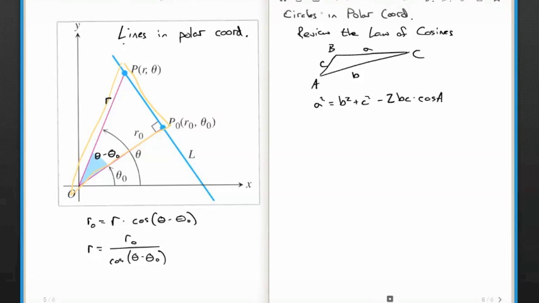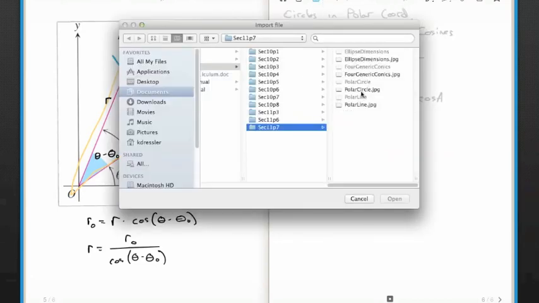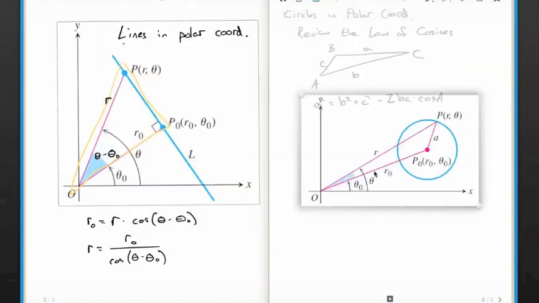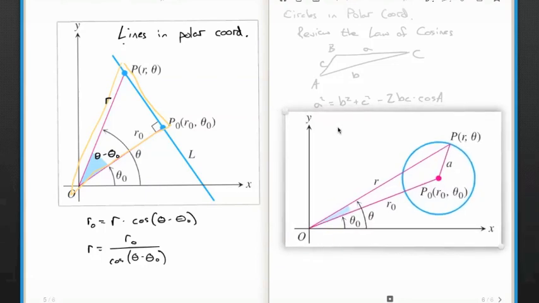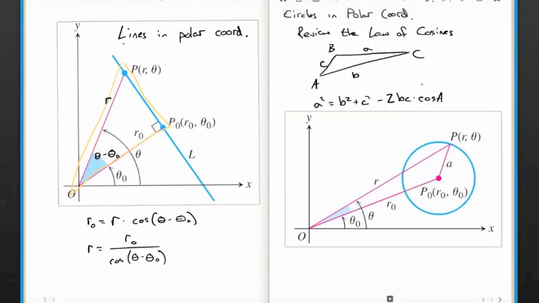But if I insert a picture of a polar circle here, let's make that a little bigger. I think that leaves me enough room. So here's a similar generic looking triangle. If I know where the center of my circle wants to be, I call that point P naught, r naught theta naught. I know the radius of my circle I want to be A, and that leaves me with some generic point, r theta.